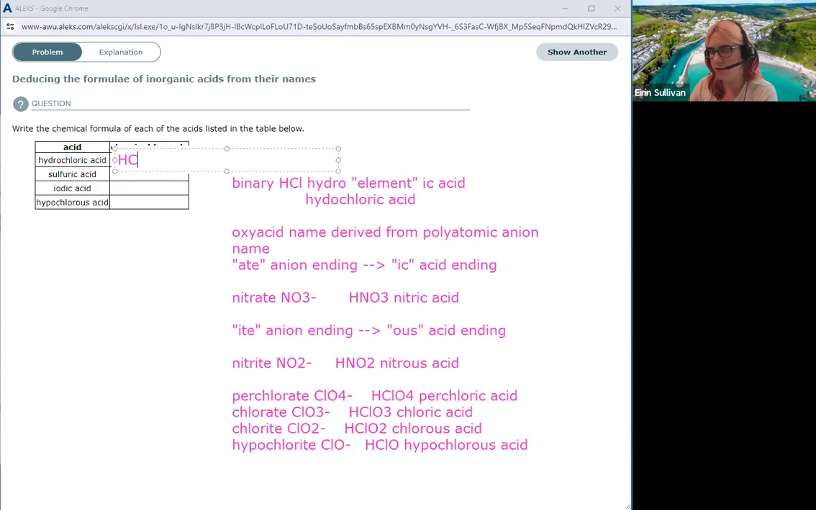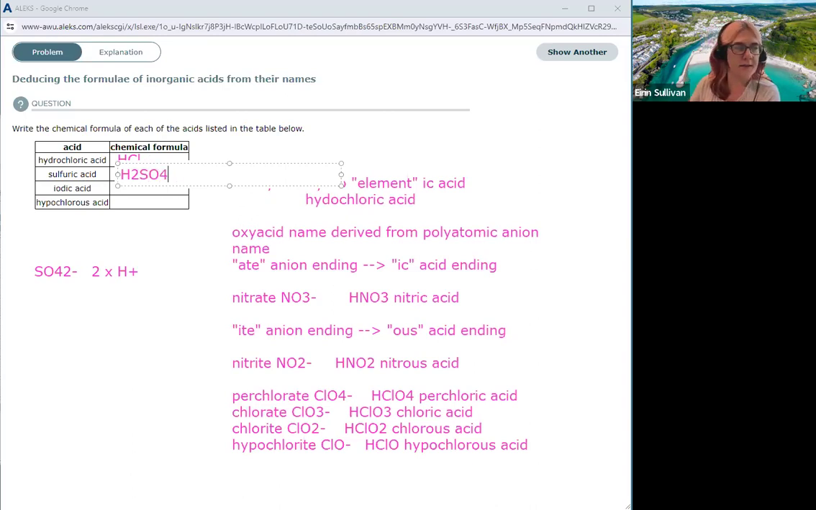going to be HCl. Okay, sulfuric acid is telling us that the sulfuric part is derived from the SO4 2- anion. So how many H pluses does it take to balance that sulfate? It's going to take 2 of them. Okay, so now we should be able to work out the formula is going to be H2SO4.